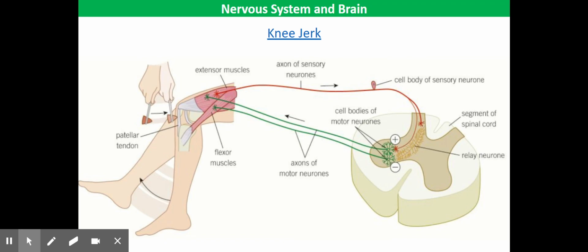Such a response must be very rapid so that the body can remain balanced. The knee-jerk reaction is unusual in that the nervous pathway consists of only two neurons, the sensory neuron and the motor neuron. Therefore, there is one less synapse involved and the response is even quicker.